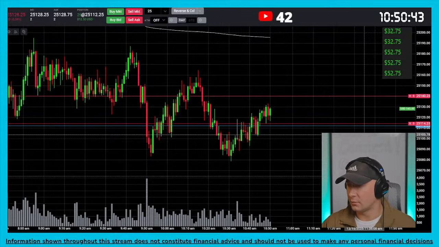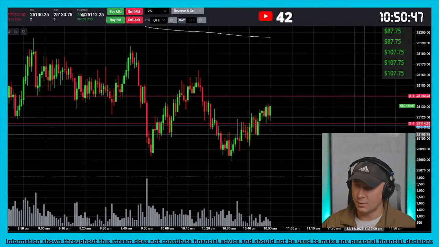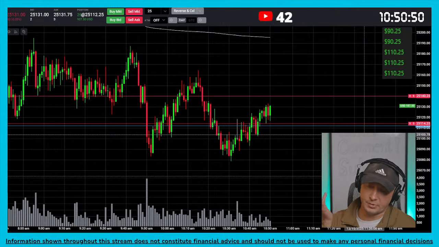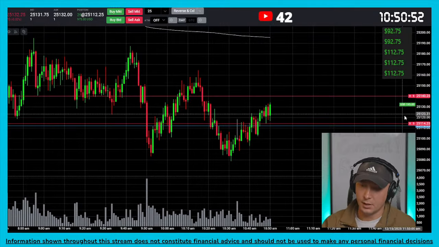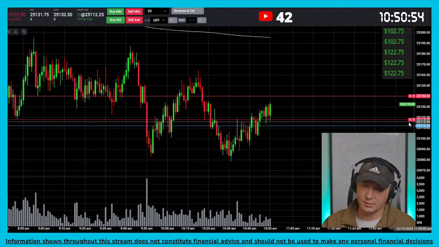Japan hike rates December 19th. Is it priced in the market? I mean, yeah, almost everything's priced in, quote unquote. A lot of stuff is priced in the market.